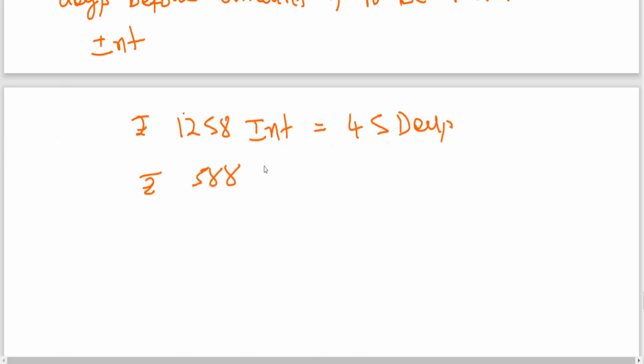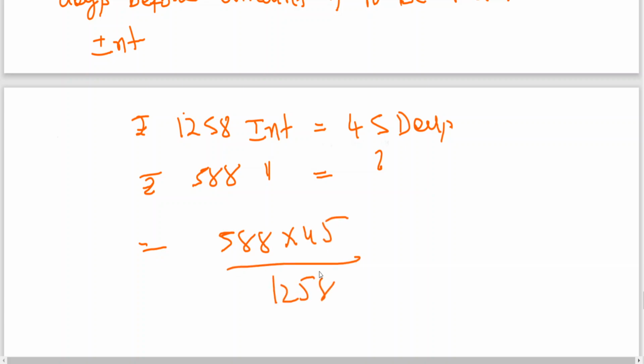To save interest of 588, how many days? It will be proportionate. That is 588 into 45 by 1258. You can do that. You are getting 21.3. That means 21 days before, if he makes payment.